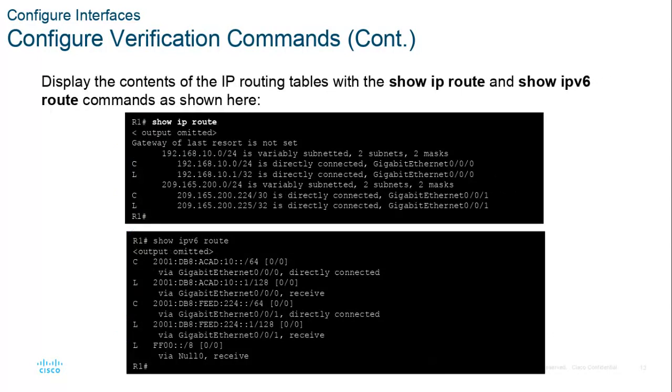Now let's look at the routing table. Show IP route is our IP version 4 table. We see the IP version 4 addresses. Show IPv6 route shows us the IPv6 addresses for the same network that we previously configured.